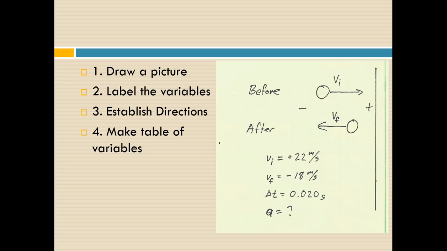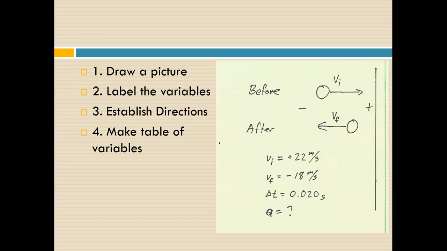And so when I make my table of knowns and unknowns, VI becomes plus 22 meters per second. VF becomes minus 18 meters per second. My time interval is 0.02 seconds, 2/100ths of a second. And A, I don't know it, but I am being asked for it, so I'm going to put A there just so that I have that there. Because whatever my answer is, it has to be a relationship between all those variables.